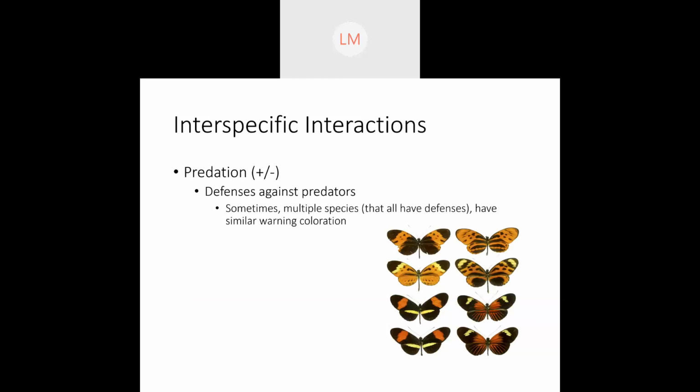So sometimes, because of this type of warning coloration that's very effective in communicating to predators, a lot of times multiple species that all have defenses might have a similar coloration. So all of these butterflies kind of have a similar coloration and it's communicating the same message to predators. We all have this coloration. We all taste bad. Don't eat us. That's why we look this way.